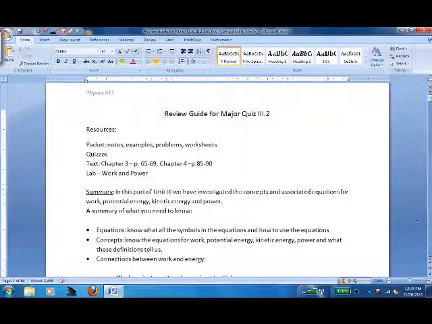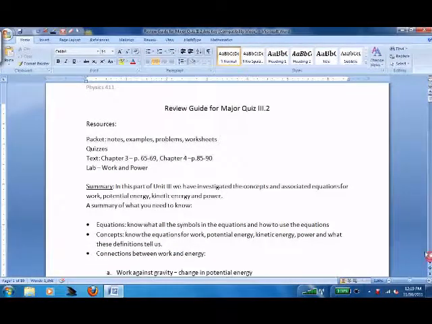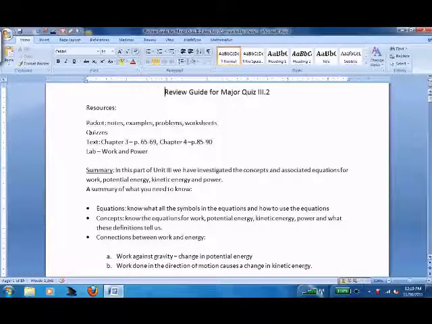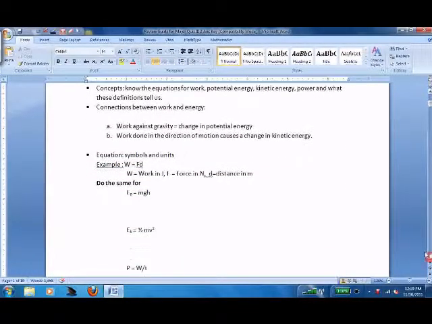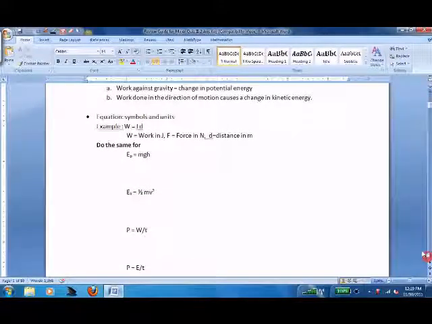Physics review for the major quiz 3.2. Main subjects are work and power. So go through your notes and we'll talk a little bit about things here. What do things stand for? I'm going to do selected problems.